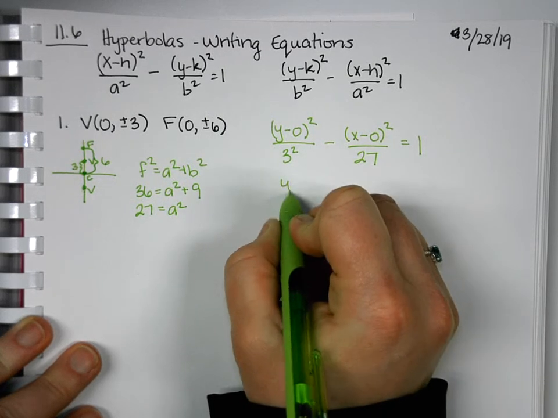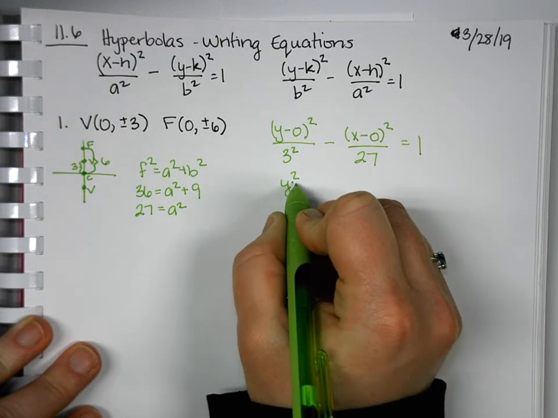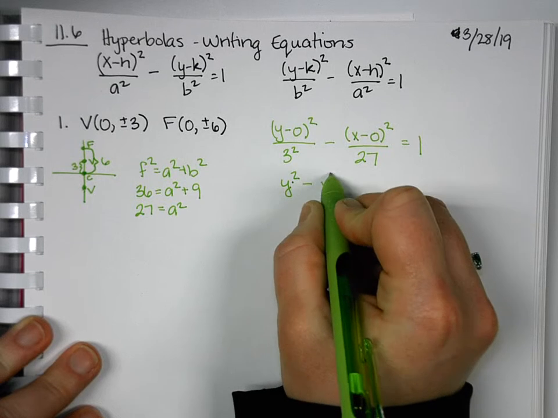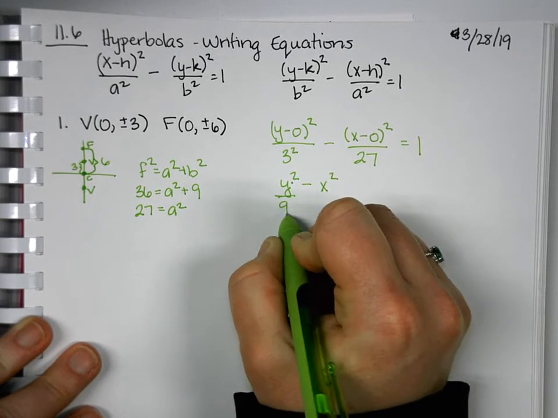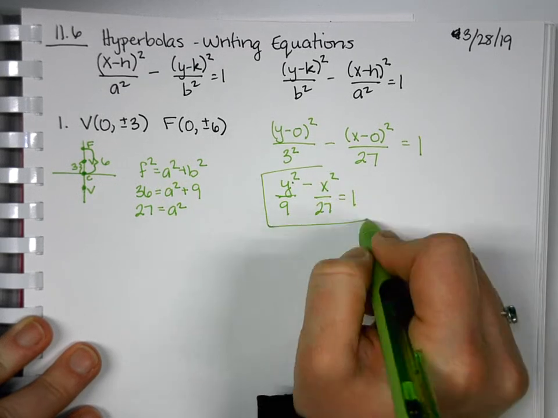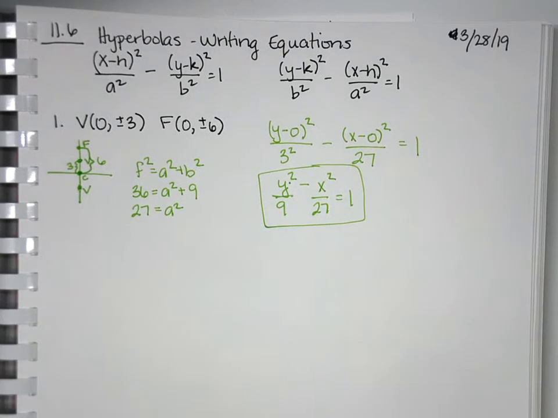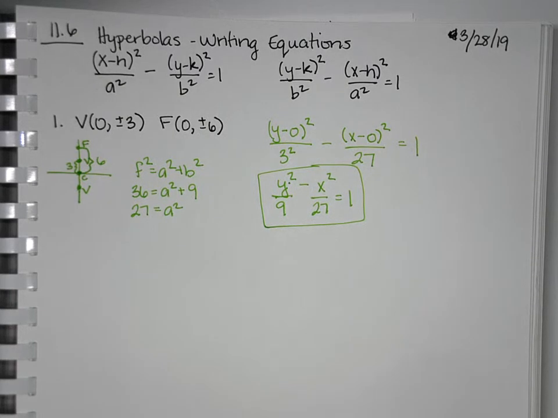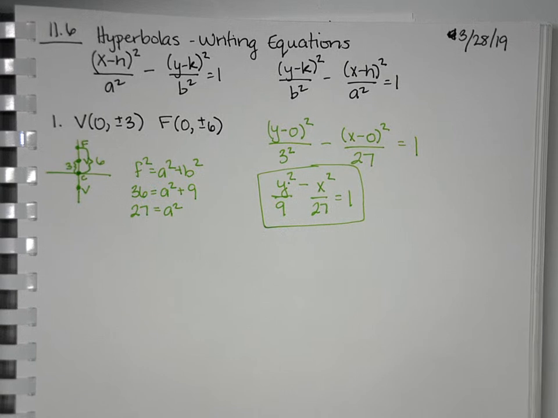So all I need to do now is rewrite my equation with a 9 on the bottom, 27, and I don't need to write those zeros. I can just write them as y squared minus x squared. And you have your equation. So a lot of it is the same as we did with ellipses. We're just using the hyperbola formula for focus instead. But a lot of those other pieces, we do the exact same thing we did with ellipses.